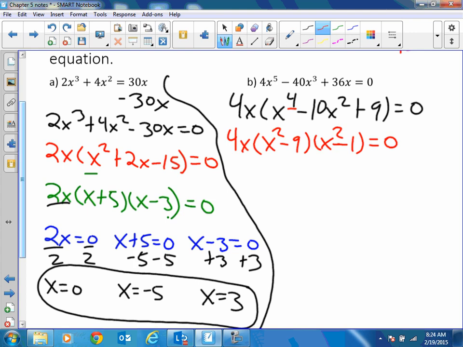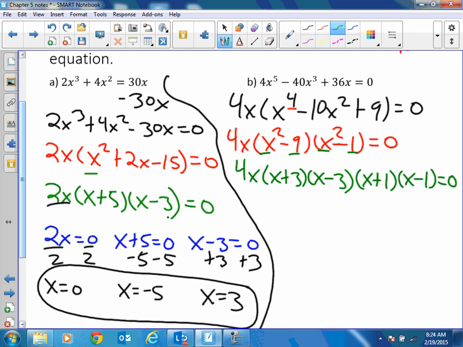Now we have to keep going because both of these are the difference of 2 squares. x squared is a perfect square, 9 is a perfect square, 1 is a perfect square. So we can do the difference of 2 squares on all of those. Okay, so we'd have a 4x. Square root of x squared is x, square root of 9 is 3, so it'd be x plus 3, x minus 3. Square root of x squared is x, square root of 1 is 1, so it'd be x plus 1, x minus 1 equals 0. Okay, so now that is completely factored, and it's pretty easy to find your answers.